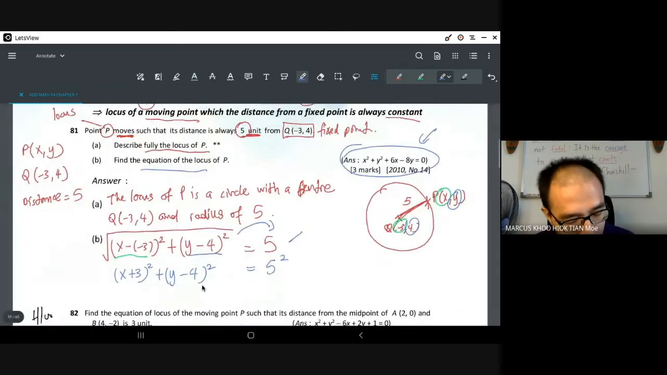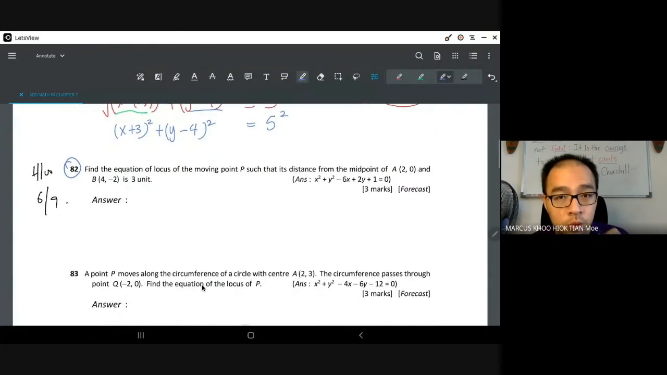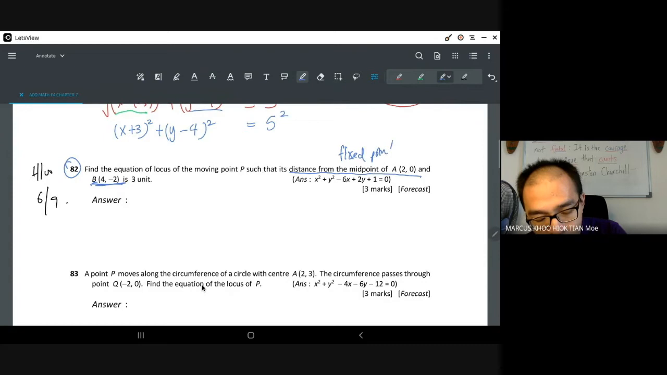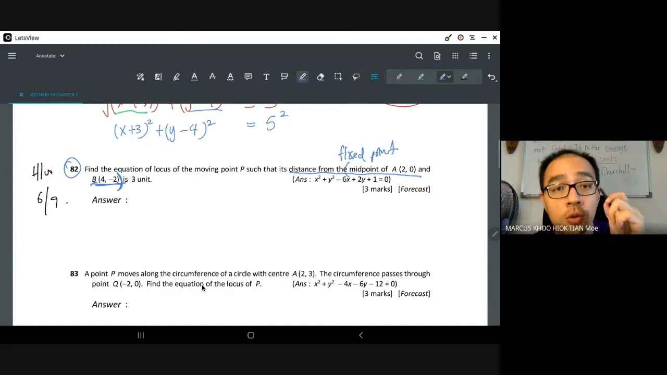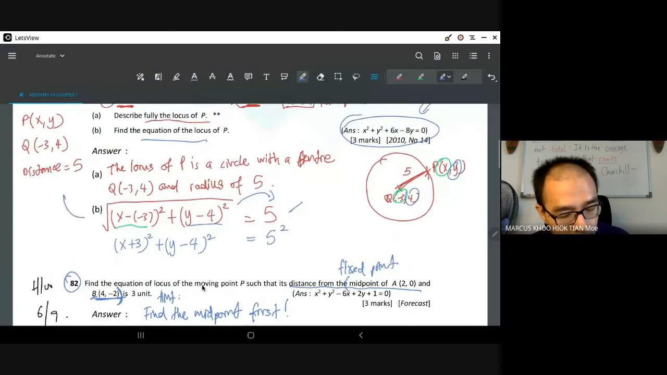All right. So the first homework for the day is question number 82. I just want you to take note of this: the distance from the midpoint of A and B. So the fixed point is this one, the midpoint of A and B. Before you substitute this, you have to find the midpoint first. This is the hint I want to give you. Find the midpoint first and then only you substitute like this.